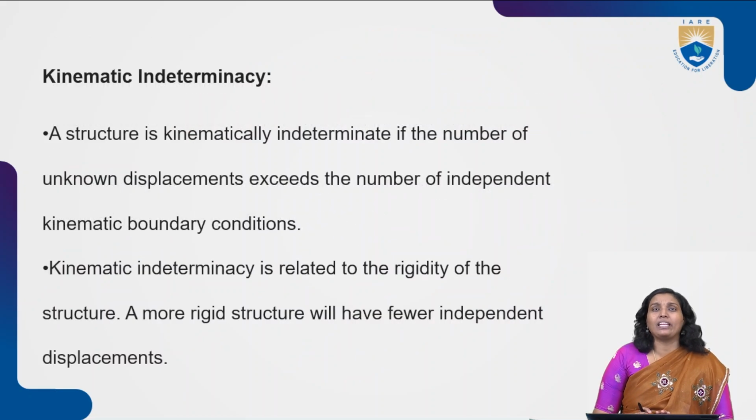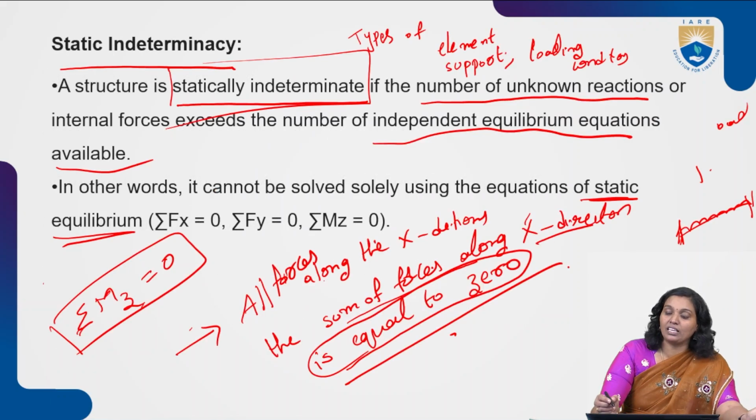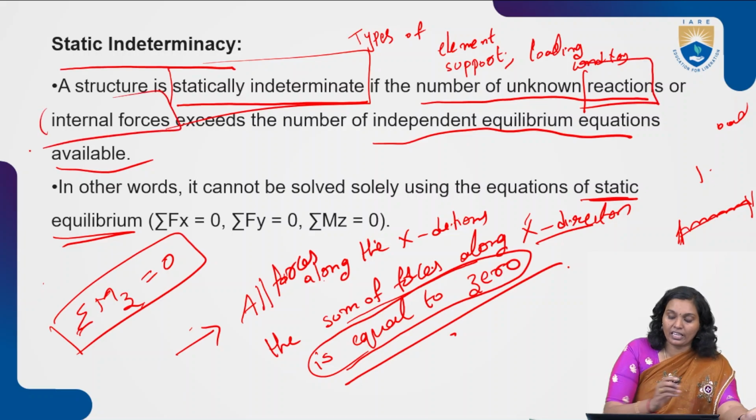Now kinematic indeterminacy. A structure is kinematically indeterminate if the number of unknown displacements, in addition to the previous statical indeterminacy reactions and internal forces, are involved.